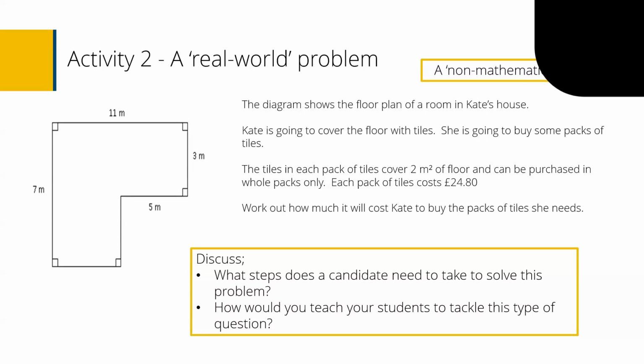So what steps does a candidate need to take to solve this problem? And you don't have to tab on the Word document. You can do a scribble on a document on the side, but have your Word document from the delegates booklet available. So what steps does a candidate need to take to solve this problem? And how would you teach your students to tackle this type of problem? So what's your approach? It'll be nice to hear some views about this.